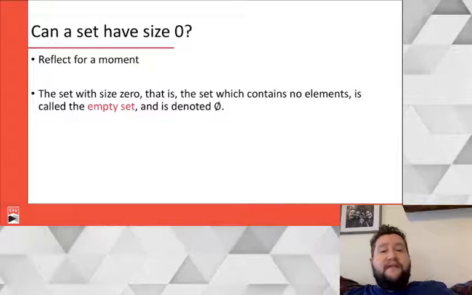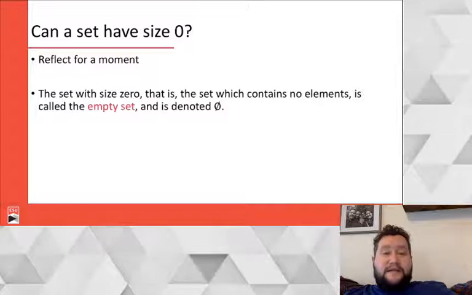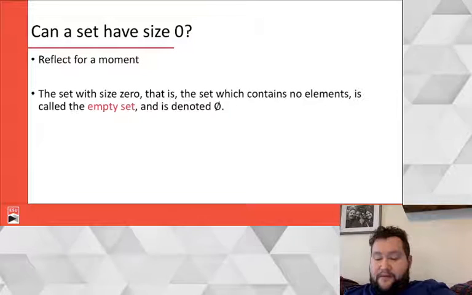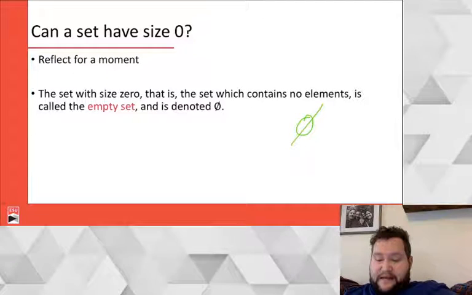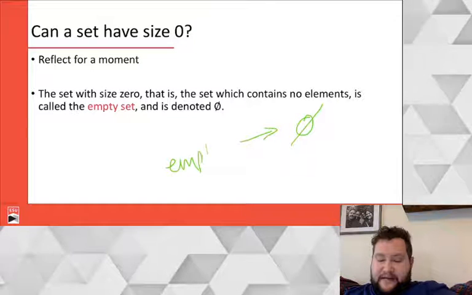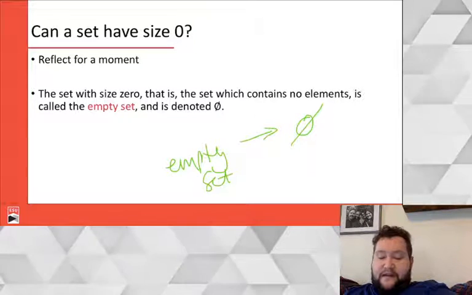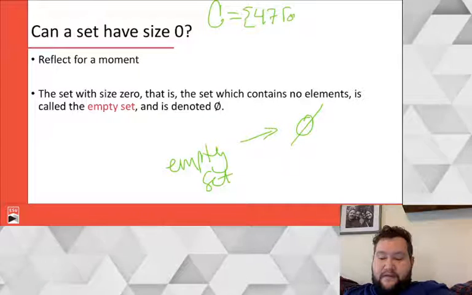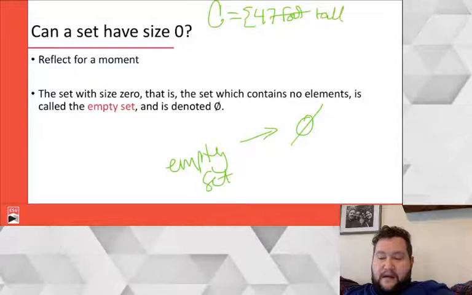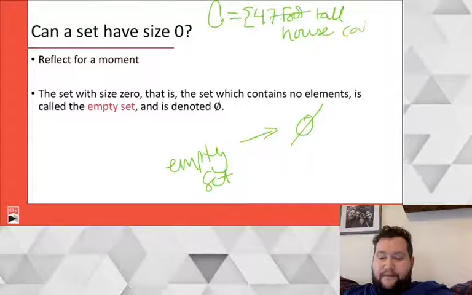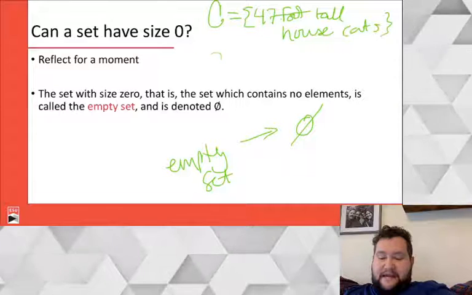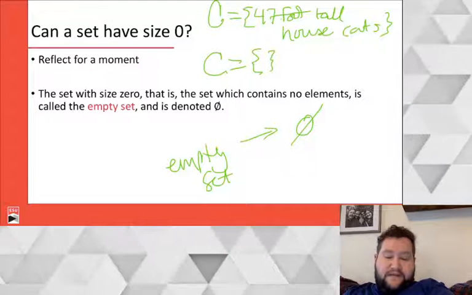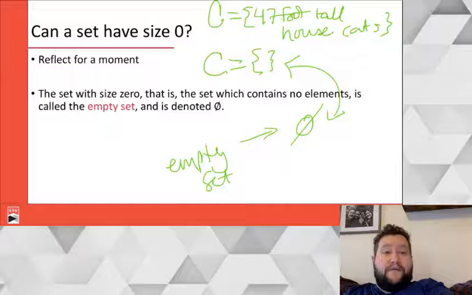And so the set with size 0, that is a set with no elements, is called the empty set. And we use this 0 with a line through it. That's the empty set. And if C is my set of 47-foot-tall house cats, we could say that C is just an opening and closed brace. And so these two notations are equivalent.